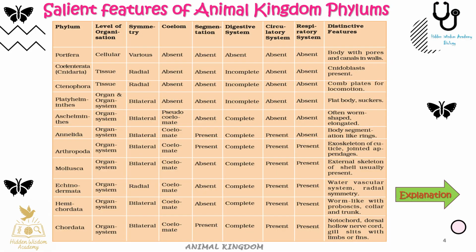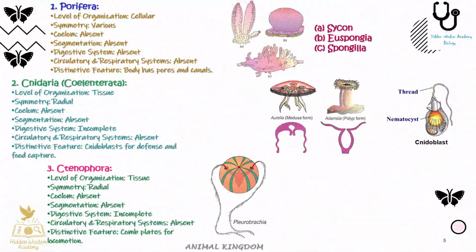Let's take a look at the salient and comparative features of the major phyla in the animal kingdom based on various biological characteristics. Porifera, also known as the pore-bearers, exhibit a cellular level of organization with varying symmetry. They lack coelom, segmentation, digestive, circulatory, and respiratory systems. Their distinctive feature is the presence of pores and canals in the body walls that facilitate water circulation.